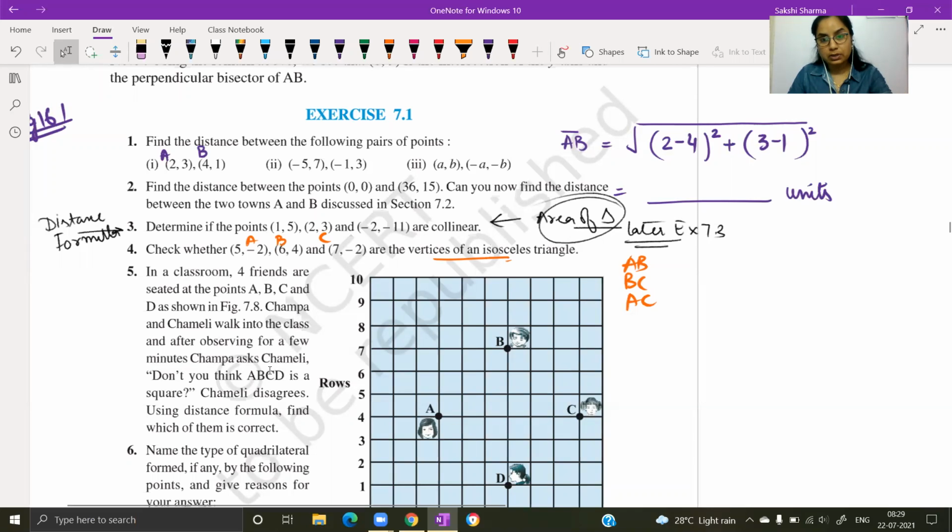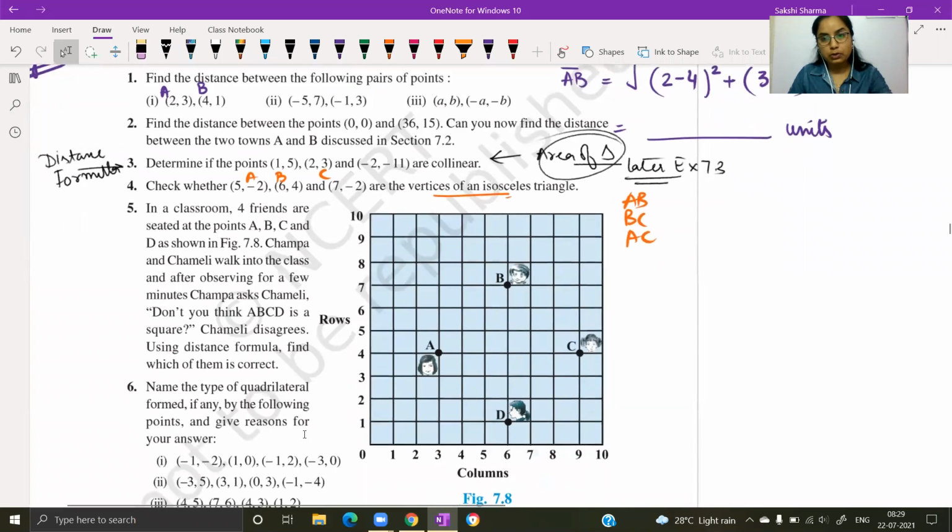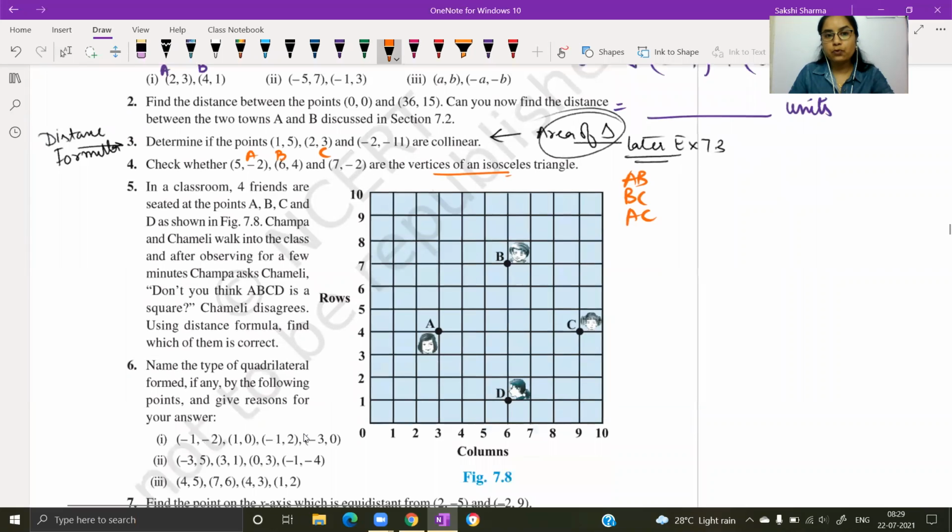Question number 5. This is an important question. In a classroom, 4 friends are seated at points A, B, C, D.